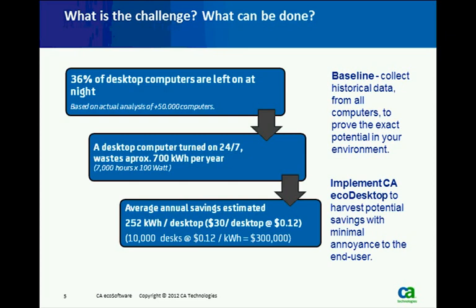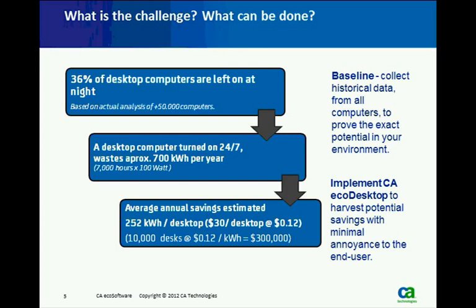So one of the things I said is that ecoDesktop is a great ROI. If you think that 36% of the desktops are left on at night, and a desktop should essentially be off or asleep 7,000 hours out of the year. There's 8,760 hours in a year. Basically 7,000 hours it should not be on. And a desktop, when idling, uses about 100 watts on average. So that's 700 kilowatt hours per year per desktop.